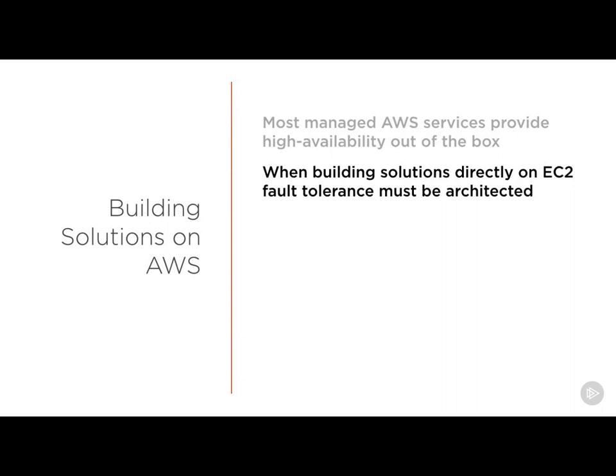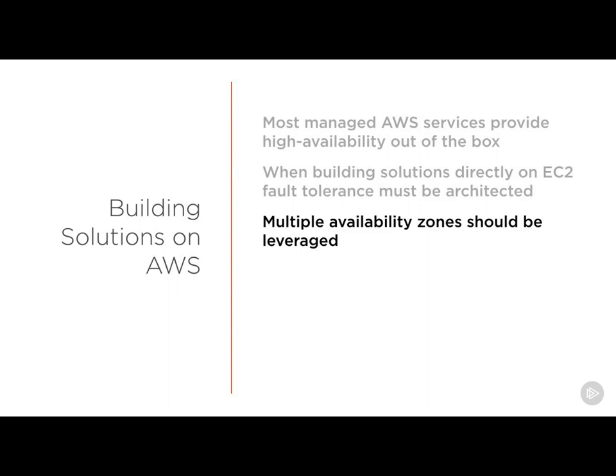We have to figure out where to build that in. And this goes back to our different cloud deployment models. If we're looking at solutions that are infrastructure as a service, this is where we need to really consider fault tolerance, because we're going to have to figure out how to build it into our custom solutions. And at a minimum, we know that we need to integrate with multiple availability zones so that we can deal with the potential failure of a complete availability zone within a region.